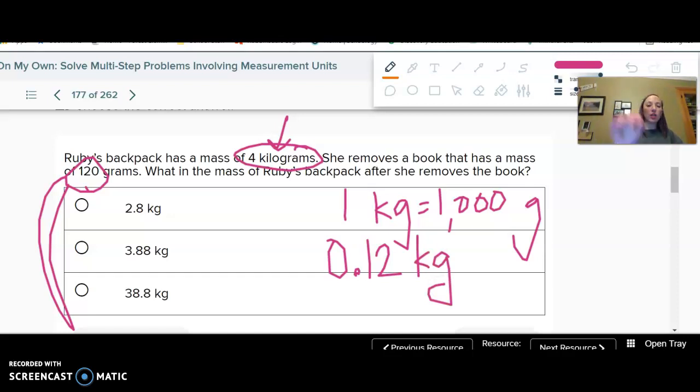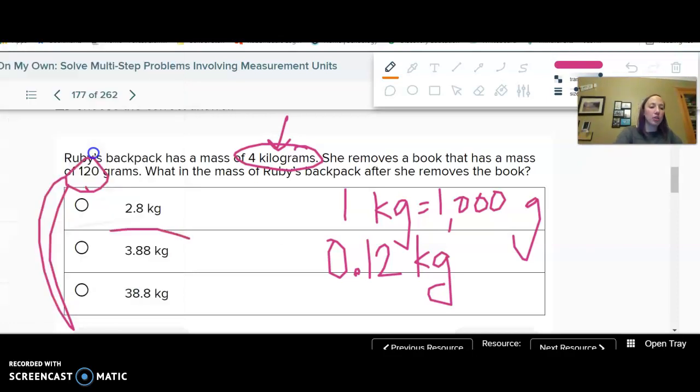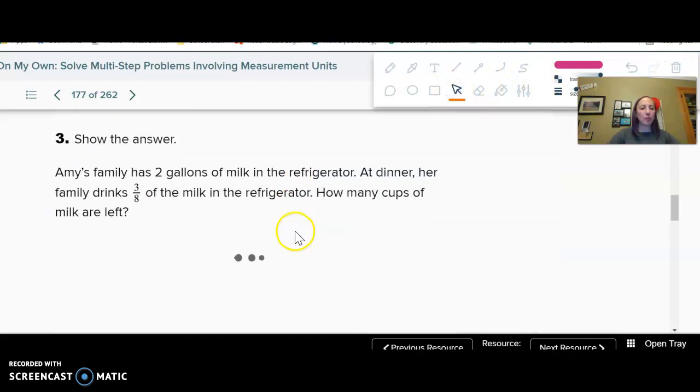So now we need to take her 4 kilograms, subtract the 12 hundredths because she took it out. 4 minus 12 hundredths and get 3 and 88 hundredths as our answer. Now, hopefully you could eliminate that one because there's no way that I could go from 4 kilograms to 38 kilograms if I took something out. So that's where using some reasoning can help us narrow down our choices sometimes. All right, let's do a few more.